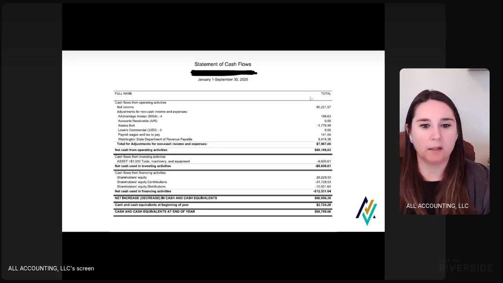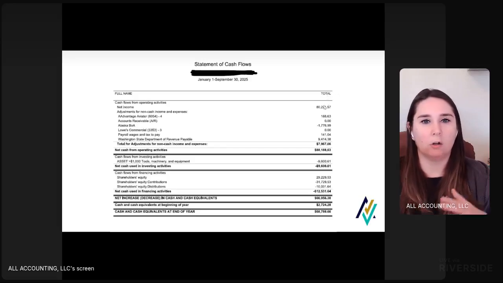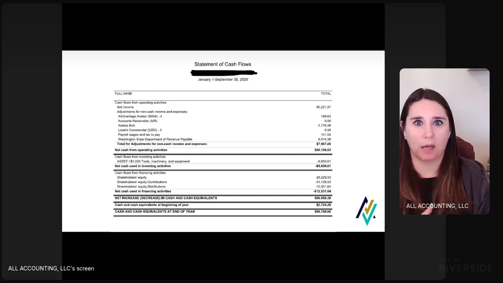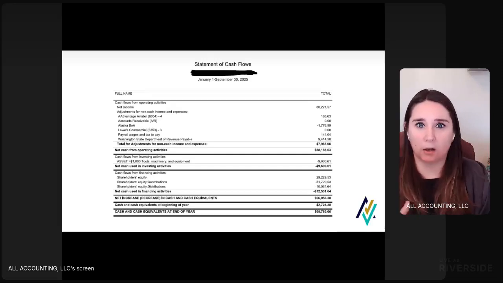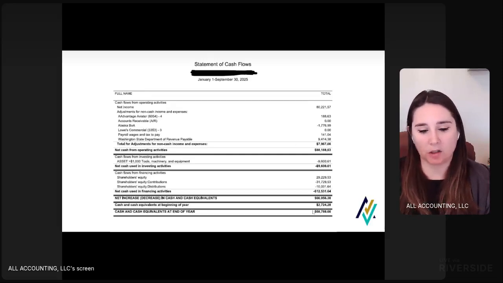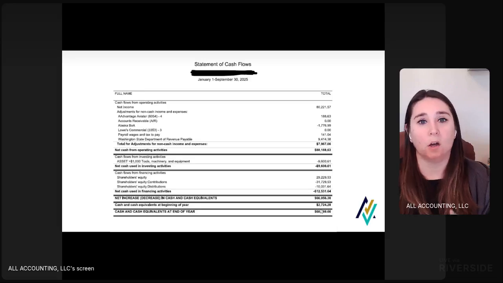So like I said, it really ties all of the different statements together. You have your net income at the very top from your profit and loss, all of the actual cash of each activity going in and out of the business. And at the very end, you'll end up with what is on the balance sheet from your bank balance. Okay.